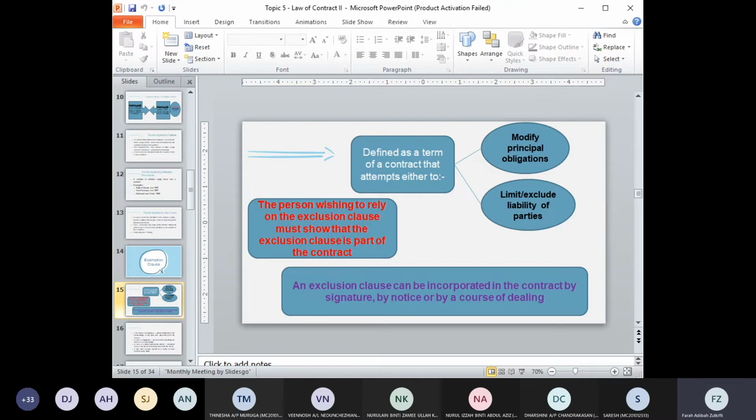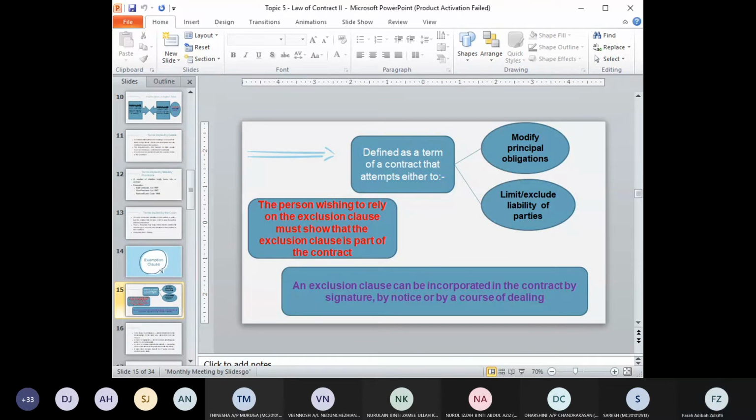So in order to limit their liability or in order to exclude their liability, that is why companies who operate car parks usually will put this exemption clause, because they want to limit their liabilities. They don't want to be responsible if anything happened to your car. So that is why people put an exemption clause.